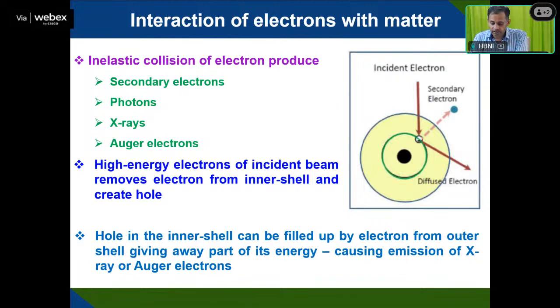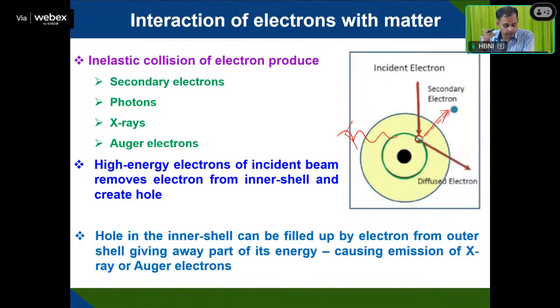And because of the inelastic collision, what do we see? We are able to see that this electron beam is falling here, and another electron is coming out. That electron is called the secondary electron fraction. And because of this removal, there will be some X-ray fluorescence emission, or there will be an Auger electron transition. We will discuss later how the Auger electrons are produced.